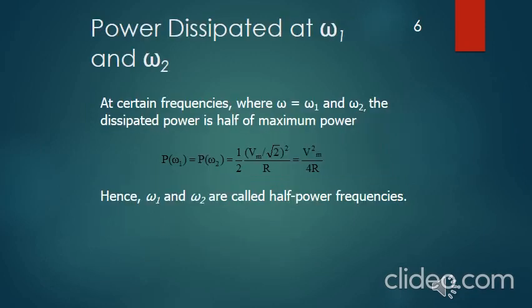So there is power dissipated at omega 1 and omega 2, that means the half power frequencies. There are certain frequencies where the dissipated power is half of the maximum power. That is known as the half power frequencies. How can we get the half power frequencies?